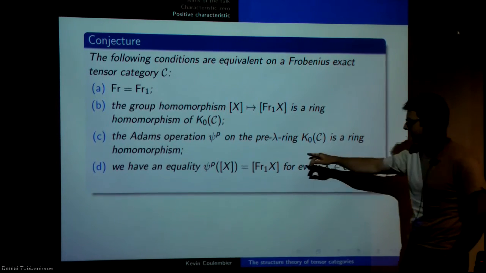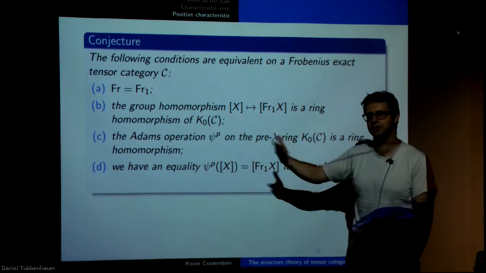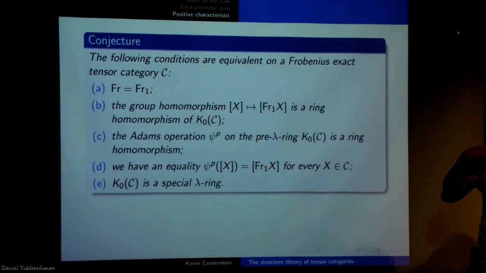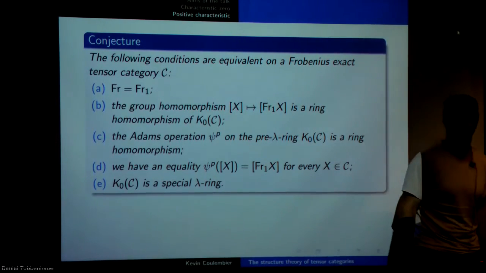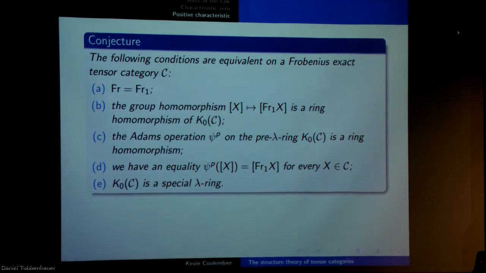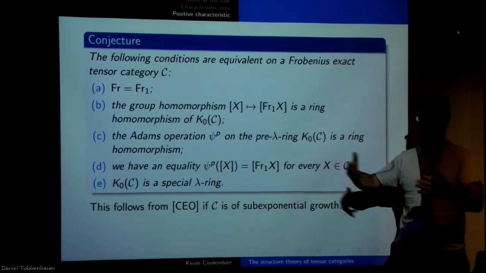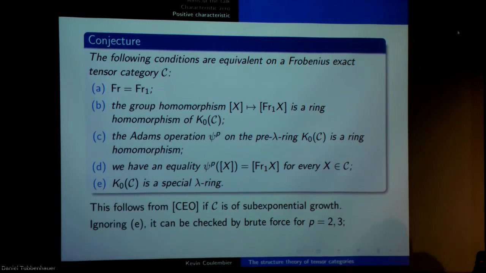And then another equivalent formulation is that Frobenius is precisely your p-th Adams operation, which in some sense answers your question. So on nice categories, this should be a categorification of the p-th Adams operation. And of course, this implies this, but it seems that the converse might also be true. The evidence for this is if your category is of sub-exponential growth, you can use our theorem and kind of cheat your way out of it that way. But you can also check it for p equals 2 and 3 just by slamming the thing hard.